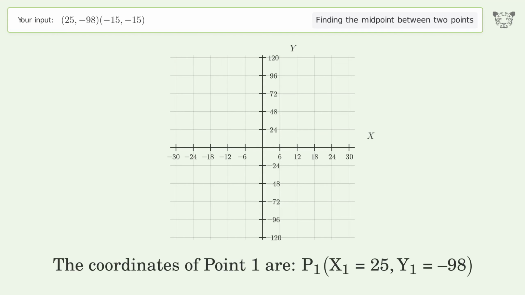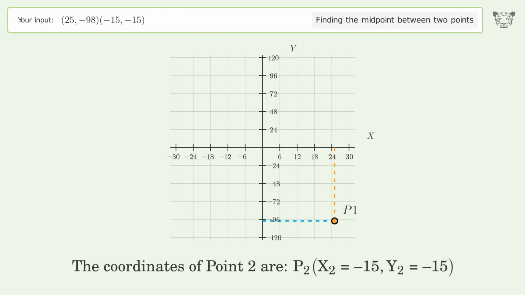The coordinates of point 1 are x1 equals 25, y1 equals negative 98. The coordinates of point 2 are x2 equals negative 15, y2 equals negative 15. PM represents the midpoint of the 2 points.